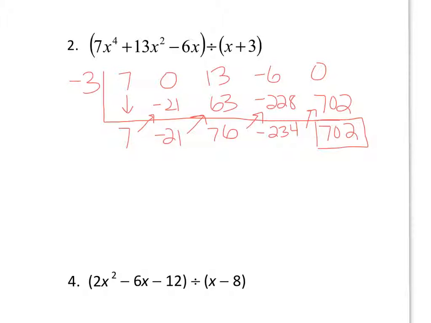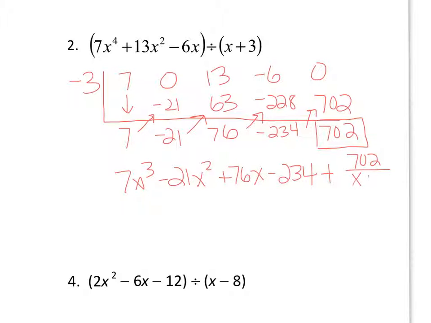That is your remainder. So I had an x to the 4th in my dividend, so my first number down here will be x to the 3rd. So your solution is 7x to the 3rd minus 21x squared plus 76x minus 234 plus my remainder 702 over x plus 3. And that is it.